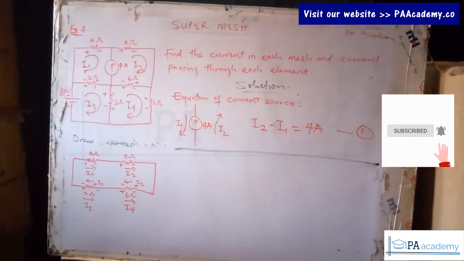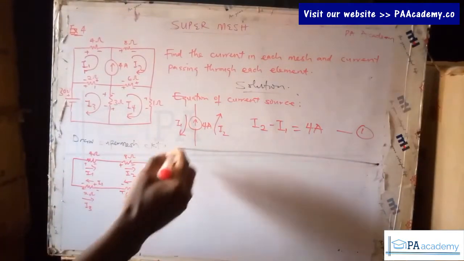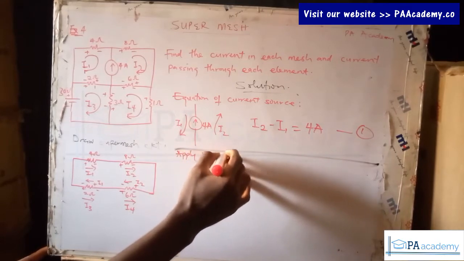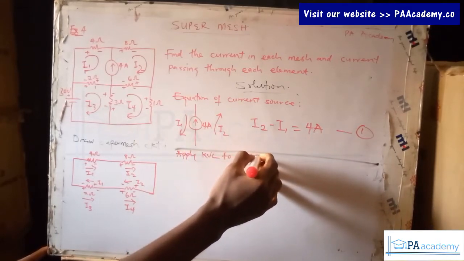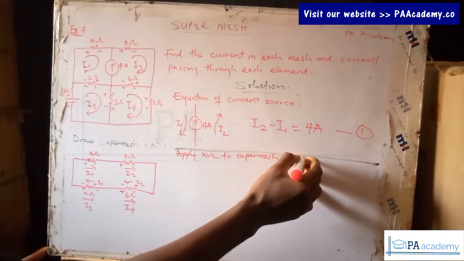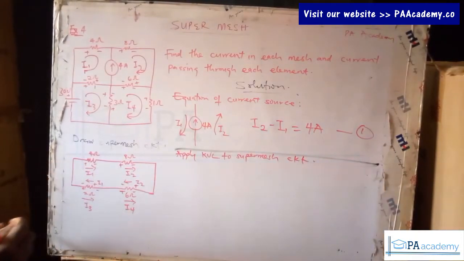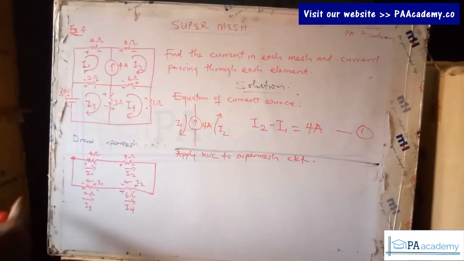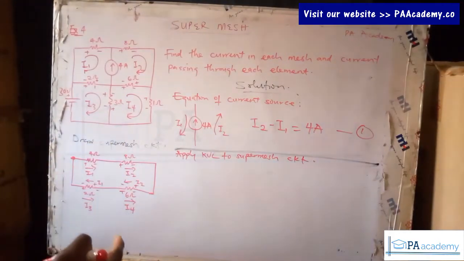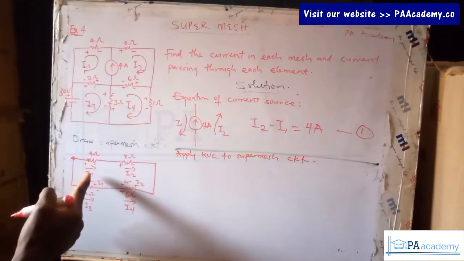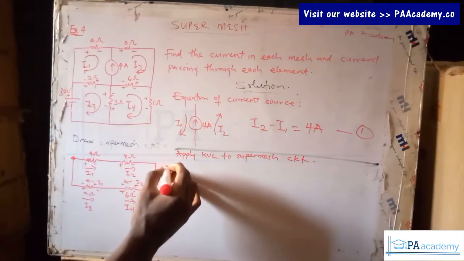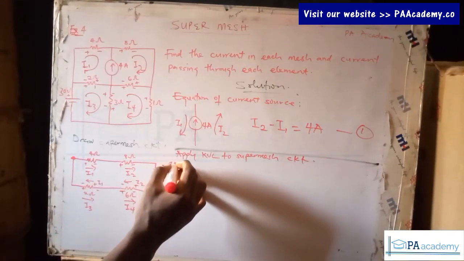Alright, so this SuperMesh circuit, now let's apply KVL to SuperMesh circuit. Alright, so let me just start from this point, and then I'll go around the circuit. So the first element we are having here is the 4 ohm resistor. So the current passing through it is just I1, which is from plus to minus. So that's going to be minus 4I1.